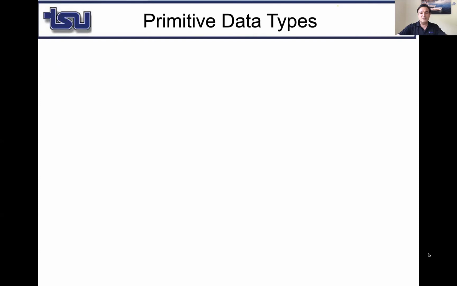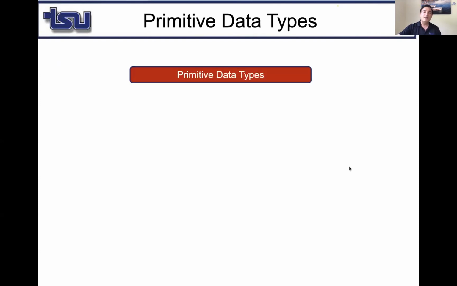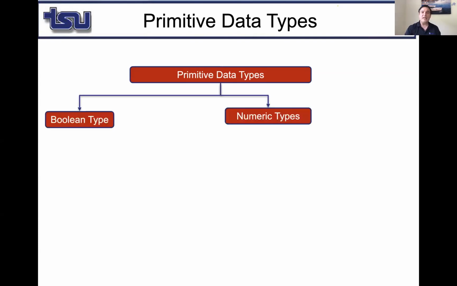Actually, these concepts of primitive data types are very, very easy. Let's see. Primitive data types. First, they are categorized into two, Boolean type and numeric types. And Boolean type is just boolean. Boolean is a primitive data type. Boolean means, from Boolean logic, true or false. So boolean variables can hold only true or false, one of those two values.